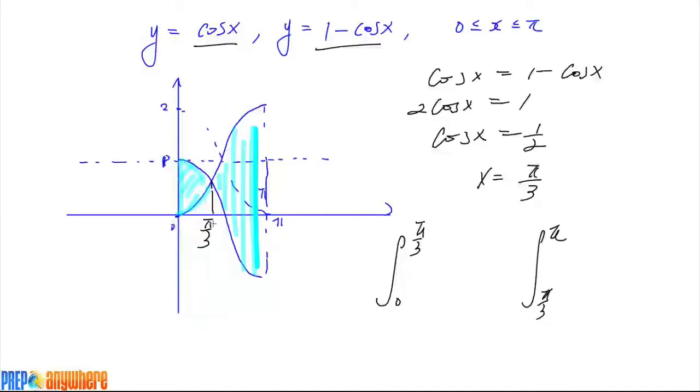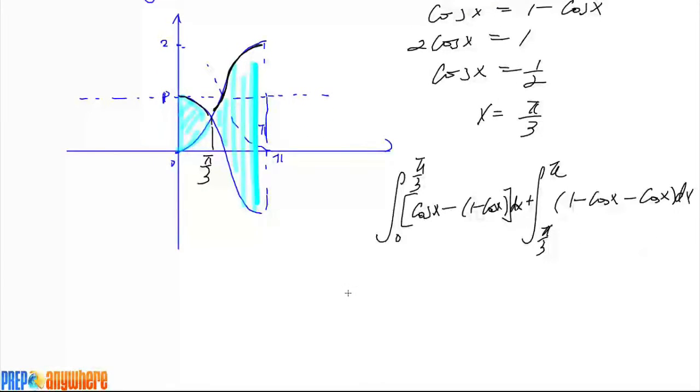From 0 to pi over 3, you can see that the cosine curve is on the top. This is on the top. So cosine of x minus, this is on the bottom, 1 minus cosine of x, plus here 1 minus cosine of x is on the top. So we have 1 minus cosine of x and then minus cosine of x.